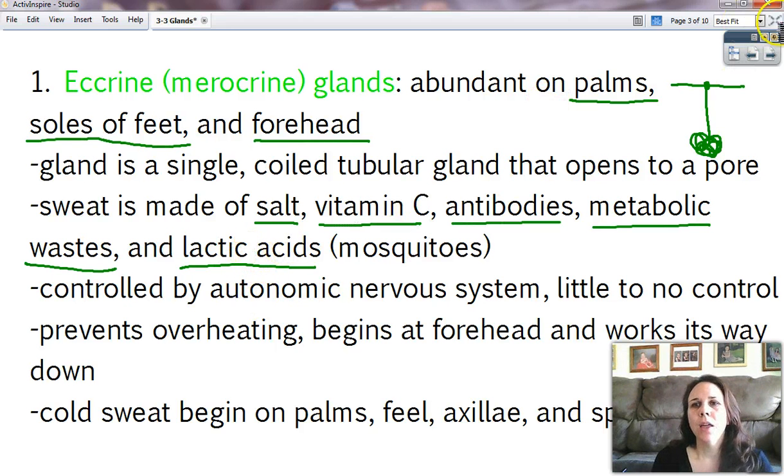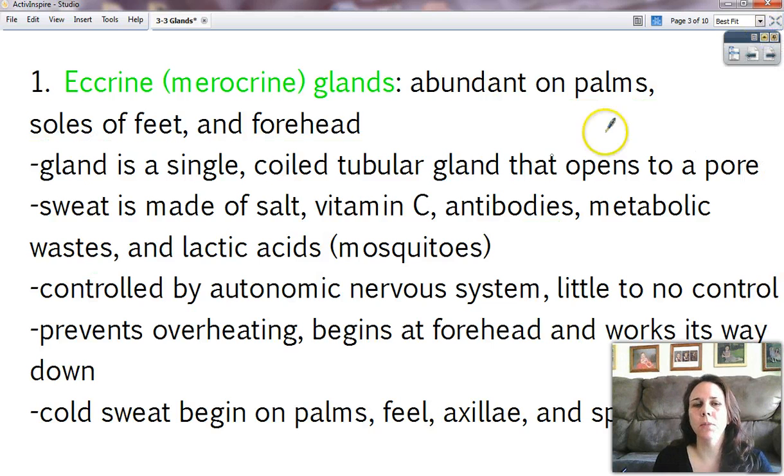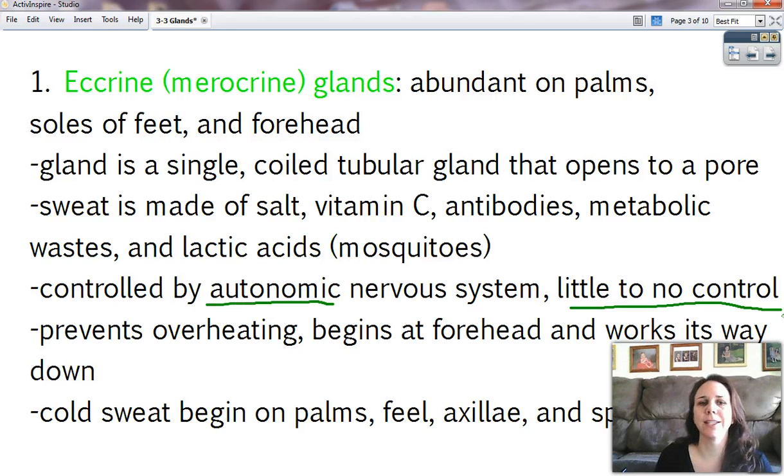Kind of weird. It is controlled by your autonomic nervous system. Your autonomic nervous system sounds like the word automatic, and that's kind of what it is. You have little to no control over it. It's completely automatic. So when you get nervous, you can't tell yourself not to sweat because it's controlled by the autonomic nervous system. The main job of these eccrine glands is to prevent overheating.